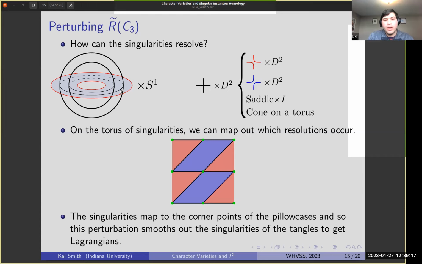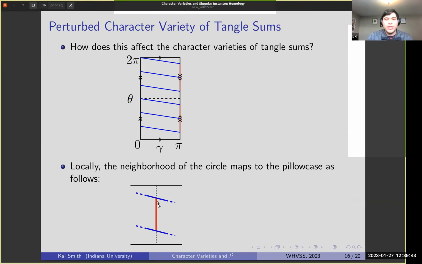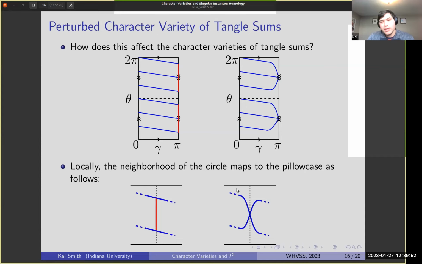So if I know where they land on these tori, I can ask where do they live with respect to this picture? And I can figure out how each singularity resolves when I turn on my perturbation. And things work out really nicely. It turns out that of my 2 singularities, one will always land in a red region, one will always land in a blue region. So what that means is that when I turn on my perturbation, they'll always resolve in a complementary way. And as a result, the perturbed character variety will always replace this singular thing with this X.